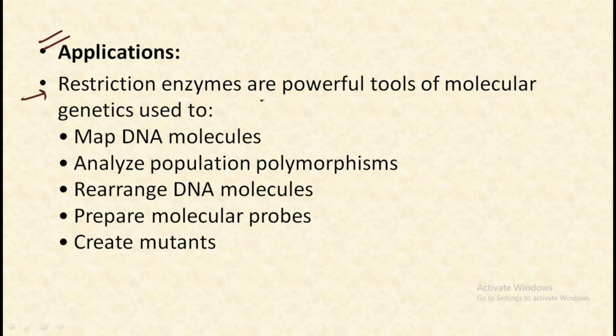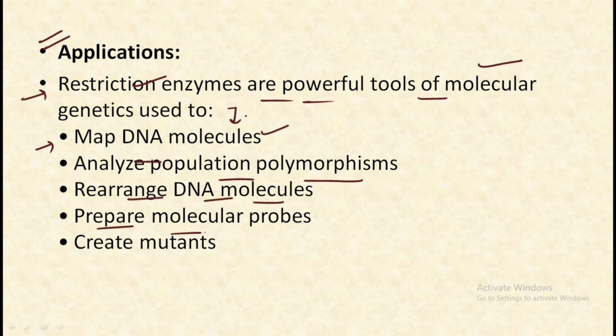Restriction enzymes are a powerful tool for molecular genetics, and they are mainly used to map the DNA molecule. They are used for the analysis of population polymorphism. They are used to rearrange the DNA molecules. They are used for preparing molecular probes and also for creating mutants. So now we are done with the complete topic of restriction digestion and all its subtopics.